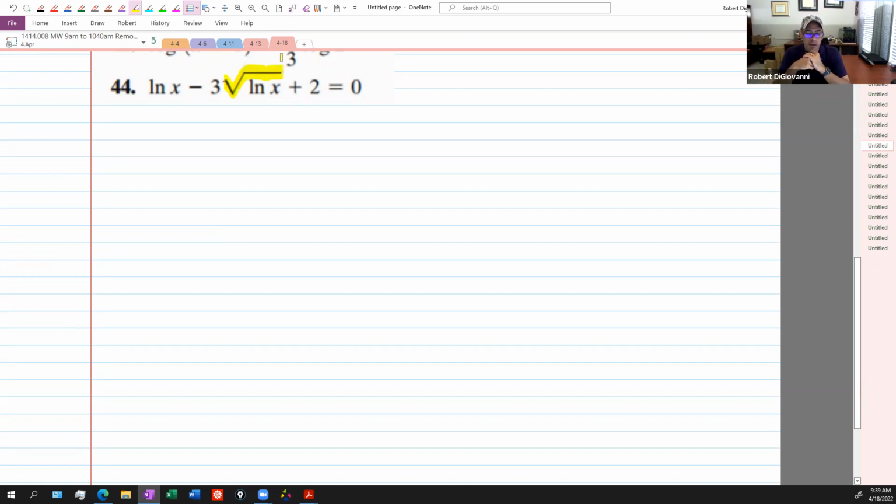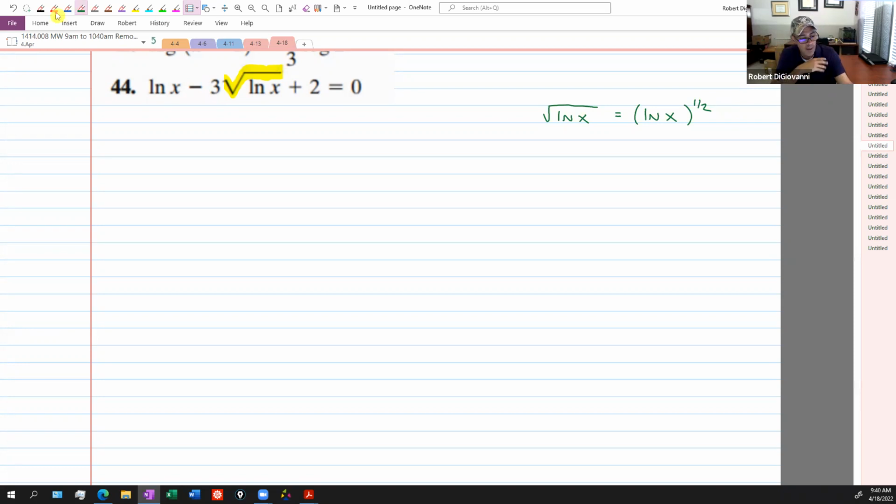Because the square root means we're raising something to the half, right? So I just want to take a moment to come over here and talk about what this is. The square root of natural log of x is the same as taking natural log of x and raising it to the half. Would you all agree with that?